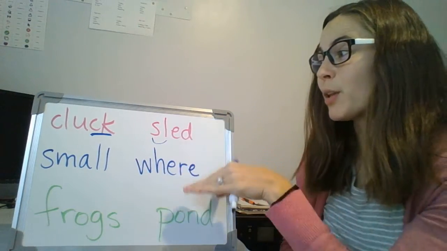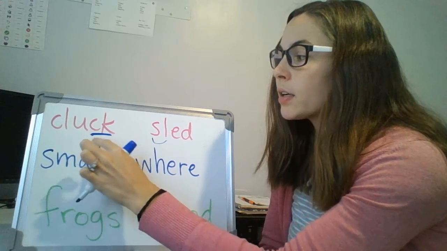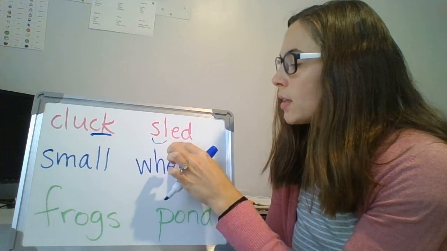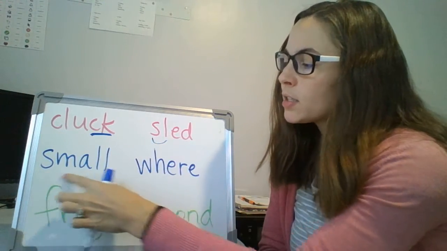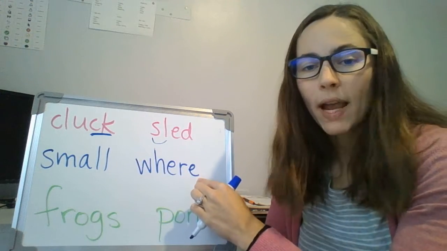Let's read all the words we've read so far, so the pink and the blue. Here we go. Cluck. Sled. Small. Where? Nice job.